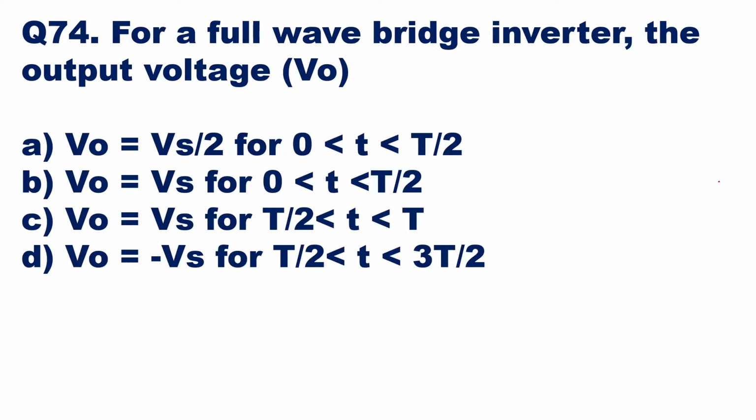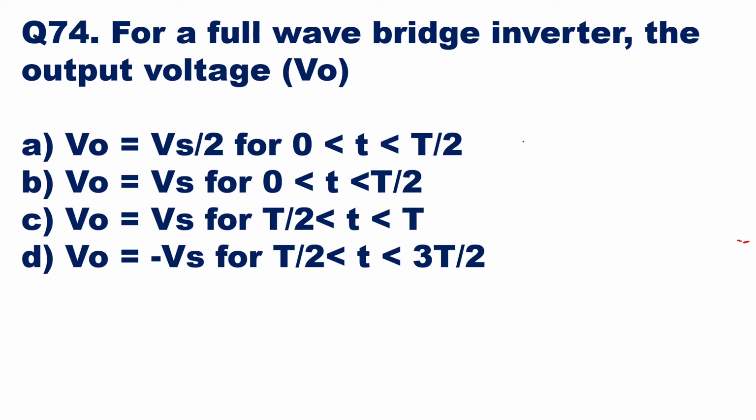For a full wave bridge inverter, the output voltage is what? So option A is V0 is equal to Vs by 2 for 0 less than t less than T by 2. Option B is V0 is equal to Vs for 0 less than t less than T by 2, and V0 is equal to minus Vs for T by 2 less than t less than capital T. Option C is V0 is equal to minus Vs for T by 2, that is half time period, less than t less than 3 by 2 T. So here we should first remember the waveform, how it looks.